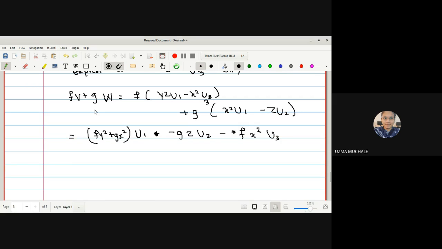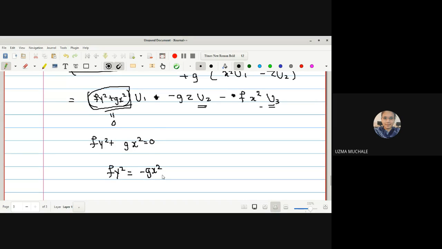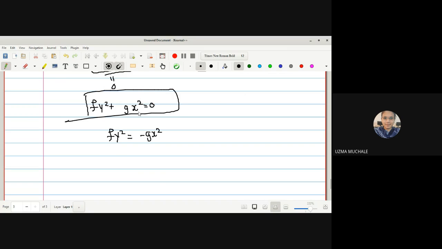Okay, what is given to us? Fv plus gw can be written as a linear combination of u2 and u3 only. So the condition is that the coefficient of u1 should be equal to 0. So fy square plus gx square should be equal to 0. And hence fy square is equal to minus gx square. So actually this is a single equation in two variables.